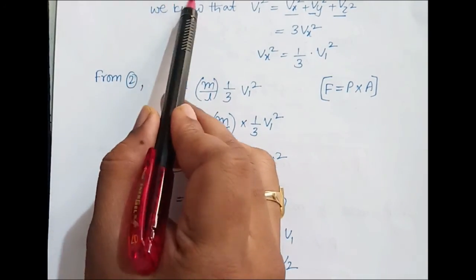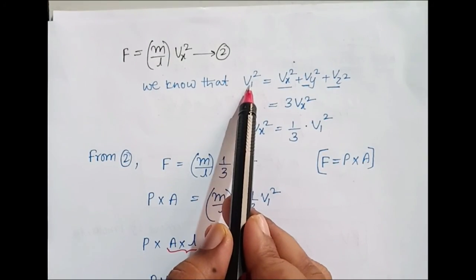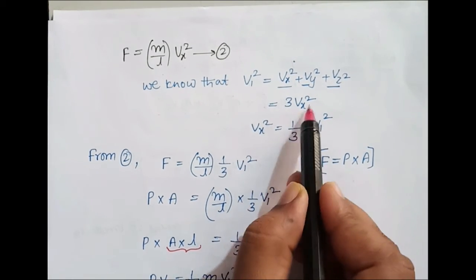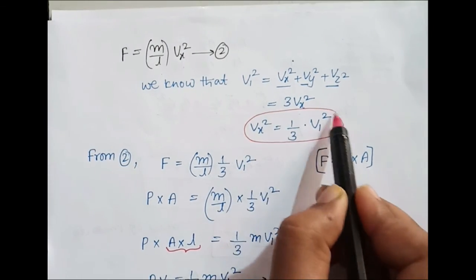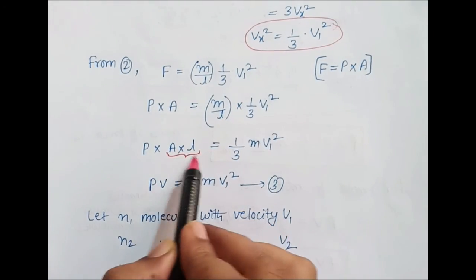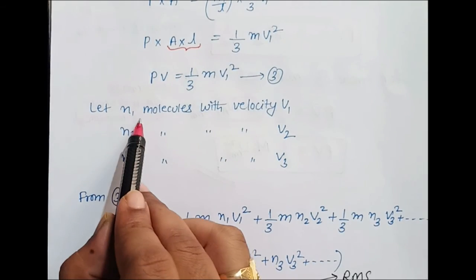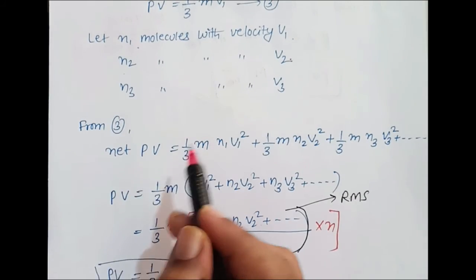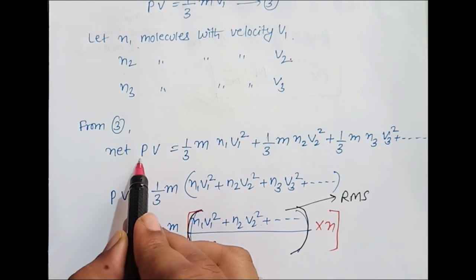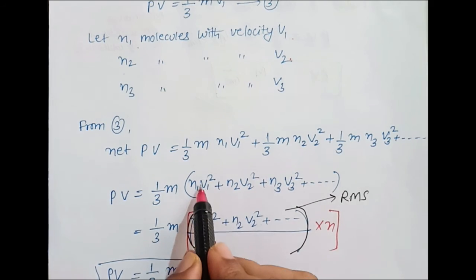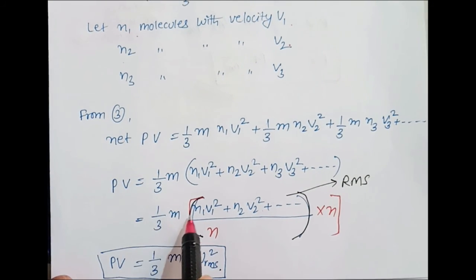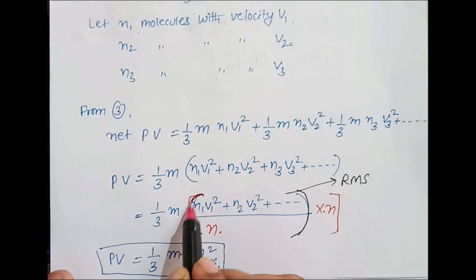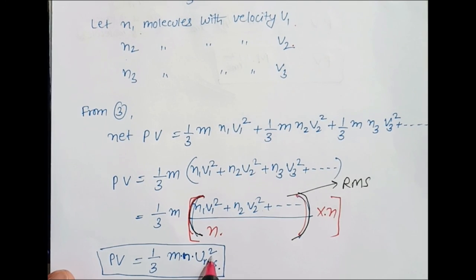Now m by L into vx square is here. And we know that v1 square is equal to vx square plus vy square plus vz square, which is equal to 3 vx square. And vx square is equal to 1 by 3 of that. This I have kept in the formula. Area into length is the volume we got. Now N1 molecules with velocity v1, N2 molecules with velocity v2 and so on. So now the net PV, pressure into volume, is equal to this. Here this 1 by 3 m is taken common, divided by the total number of molecules and multiplied by the total number of molecules. It becomes the square of the RMS value.